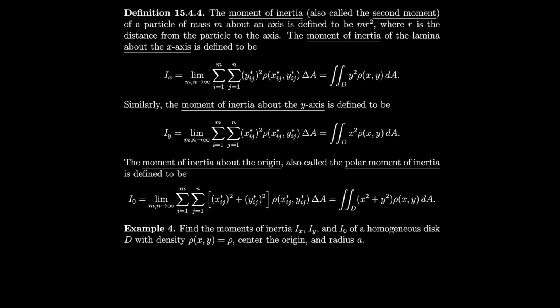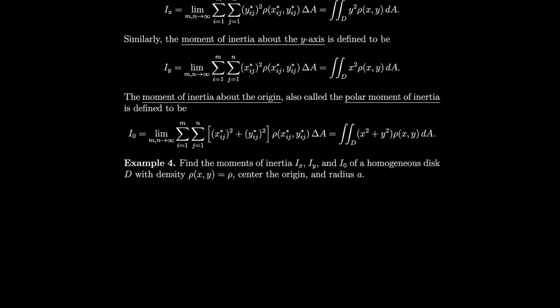And then similarly, the moment of inertia about the y-axis is defined to be Iy, where we throw an extra x in there. So we have x squared rho when we integrate. And the moment of inertia about the origin, also called the polar moment of inertia, is defined to be the sum of these two. We take the x_ij star squared plus y_ij star squared, so we basically just take this plus this. That's pretty much what it ends up becoming.